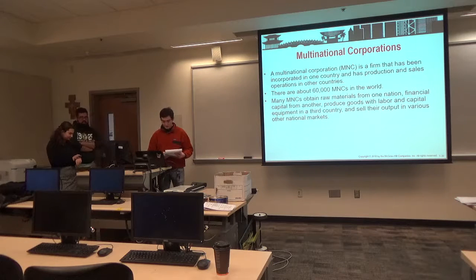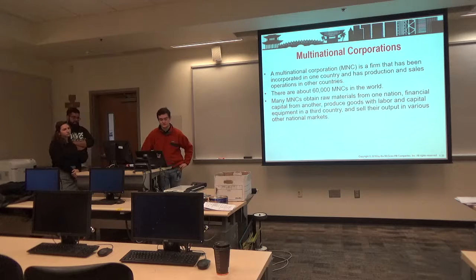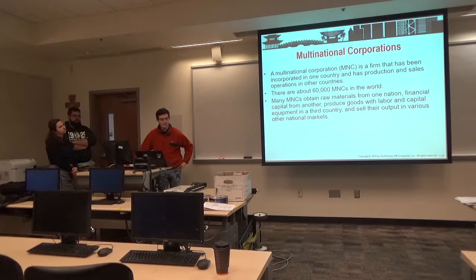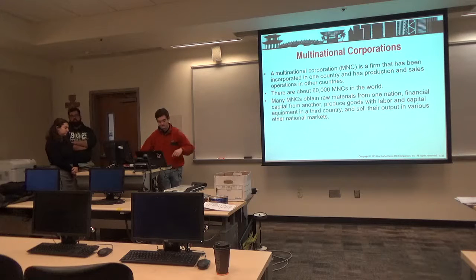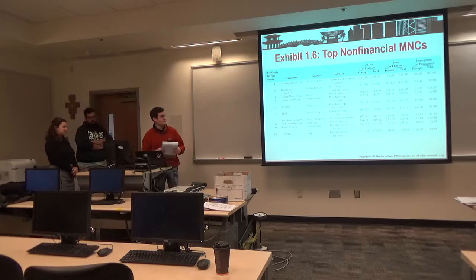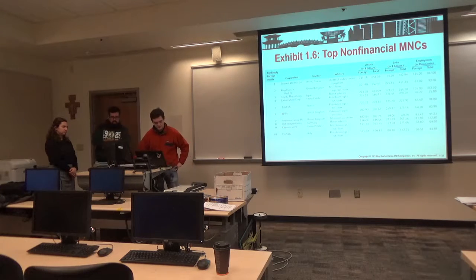So a multinational corporation is a firm that has been incorporated in one country and has production and sales and operations in another country. So there's over 60,000 multinational corporations in the world, and most of the time they obtain raw materials from one nation and capital from another, and they produce goods and labor and capital in the third country, and then it's kind of just a circle that gets them a lot more money than just operating in the U.S. So here are some big examples of multinational corporations like GE, Shell, Toyota, Exxon, BP, Vodafone, Chevron.